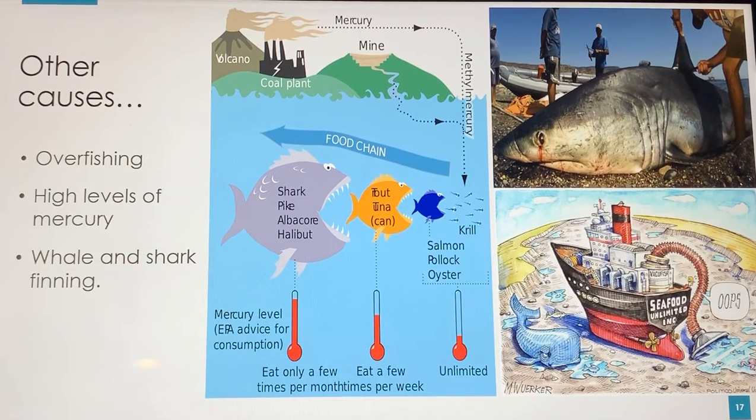High levels of mercury. This also affects the food chain because mercury from volcanoes, coal plants, as well as mines leak mercury into the air that later rains down into the ocean and then follows up the food chain from smaller to bigger fish. Whale and shark finning.